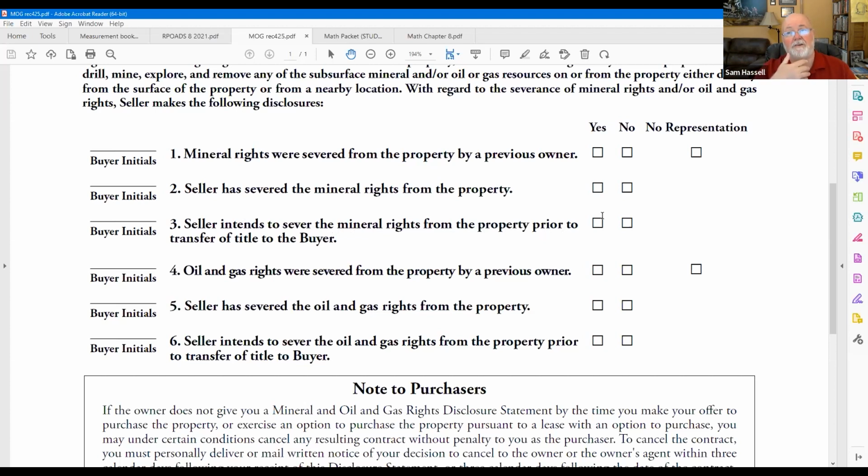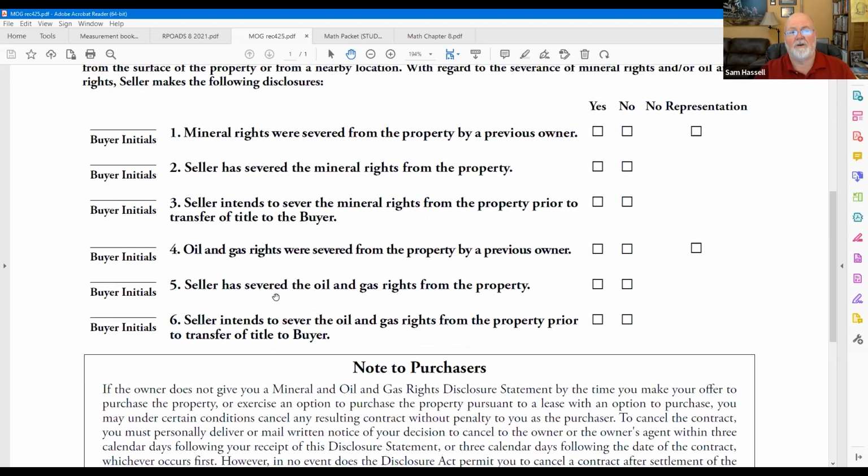Am I buying those mineral oil rights? Because it has a value, right? Obviously, anything underneath your property has a value. So that is mineral rights. And then 5 and 6 have to do with oil and gas rights. Okay, so if you have severed the oil and gas rights from the property, yes or no. So again, do you plan on it? Yes or no? So I want to know what I'm buying.